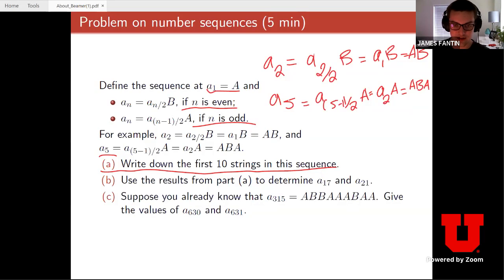Okay, so she asked a question: what does the first 10 strings in this sequence mean? That means we're going to find the value of A1, the value of A2, A3, A4, all the way up to A10. Those are the first 10 strings in the sequence, just because we're defining AB and ABA as strings.